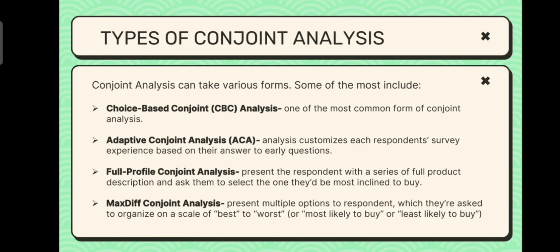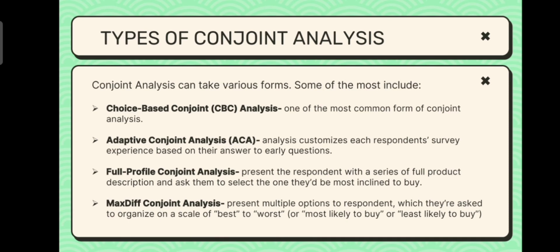Third is the full profile conjoint analysis. It presents the respondent with a series of full product descriptions and asks them to select the one they'd be most inclined to buy. It displays a large number of full product descriptions to the respondents.